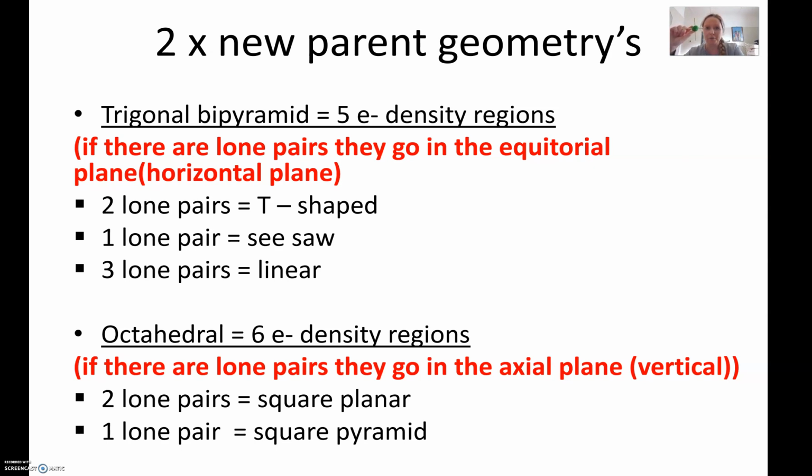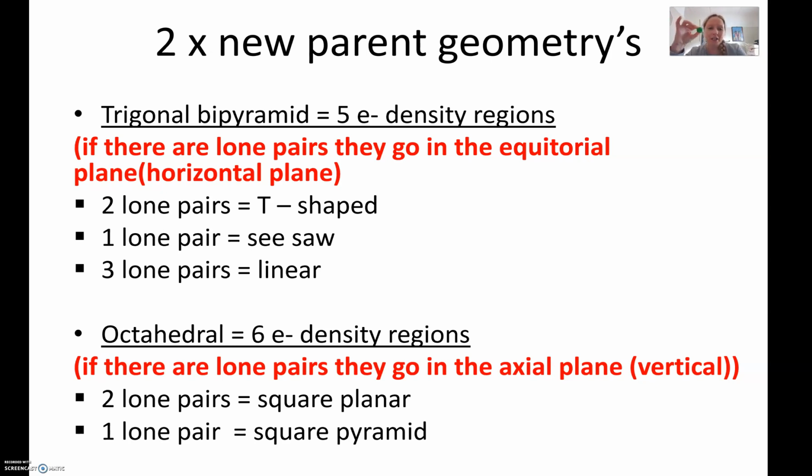If there's ever a lone pair, it always goes in that middle plane, and that's because lone pairs take up more room. So if we take off 1, then we end up with the first shape, which is a seesaw. And then if we take off 2, you end up with a T-shape. And then if you take off 3, you end up with linear. So those are your new shapes, which is really cool. And it's as easy as that.